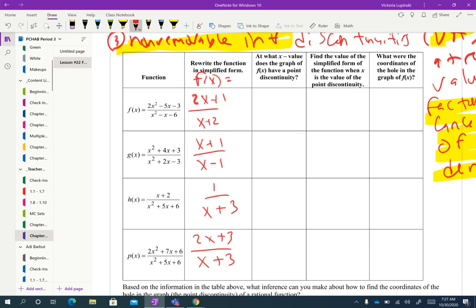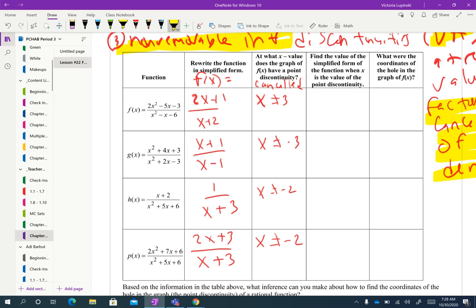So then at what value does the graph have a point discontinuity? That would have happened from the canceled factor. So if we refer back to the previous page, the canceled factor in the first one would have meant that there was a restriction at 3, versus the restriction at -3, versus the restriction at -2 for the final two. And again, all you have to do is refer back to the previous page if you want to see where the factor that canceled was.